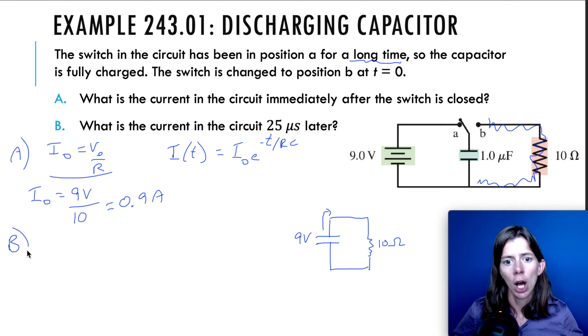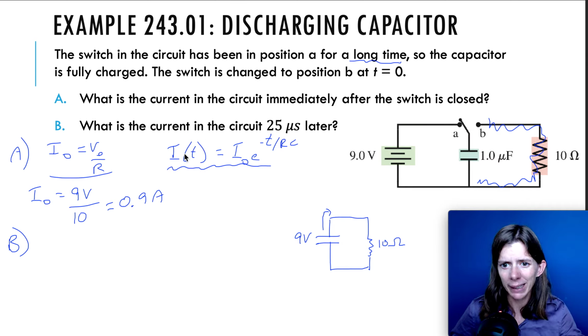What about part B? What is the current in the circuit 25 microseconds later? This is when we use the other equation, because this equation gives us the current at any other time. Technically, if you use this equation to find the initial current, then the time would be 0, and anything with an exponent of 0 is equal to 1. So if you do e to the negative 0, that all becomes 1, and the initial current is I naught. So this equation is helpful for any time not equal to 0.